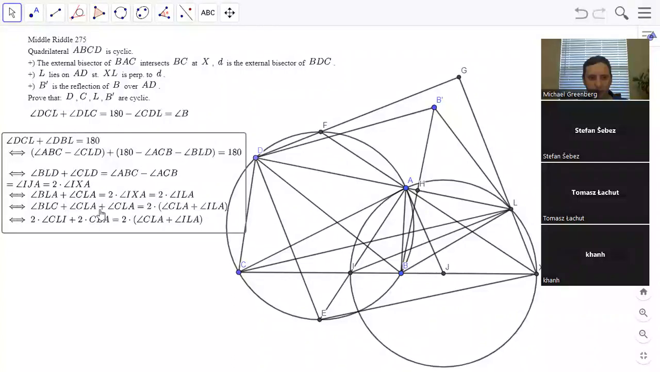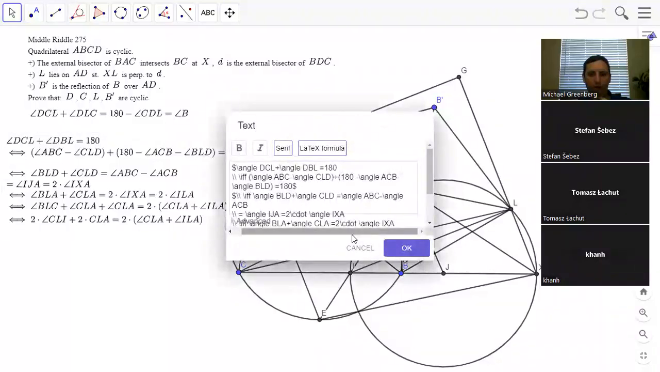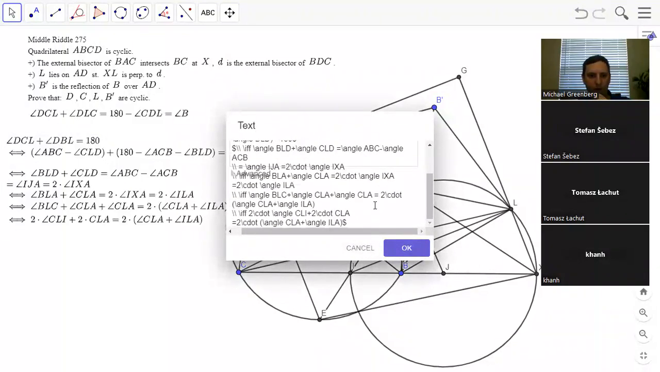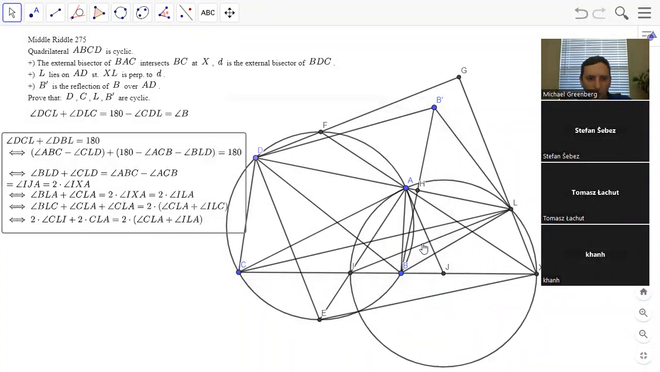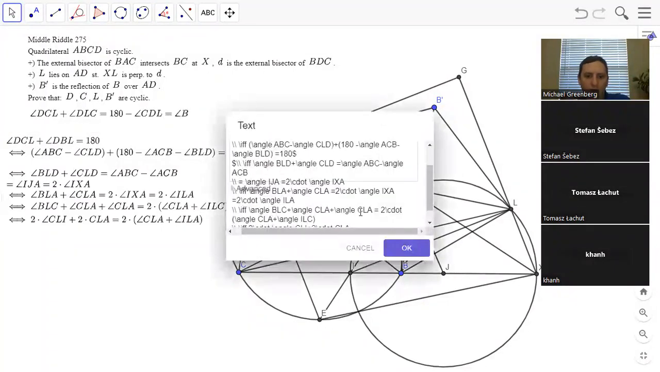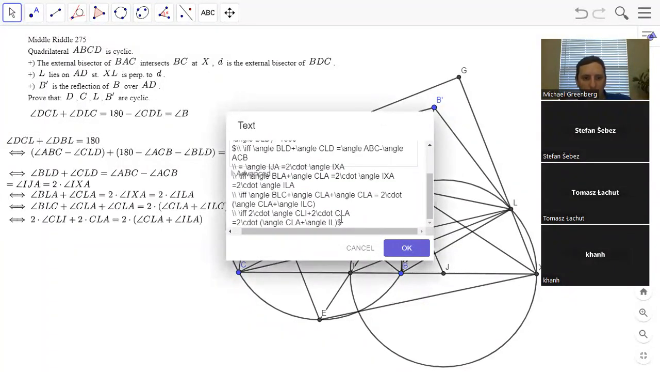Okay, so this equals this, but for this side, let me just see. It should be ILC instead of ILA on this. There. That is okay, but the line below it. Yes. ILC, and also on the line below it again. Okay.